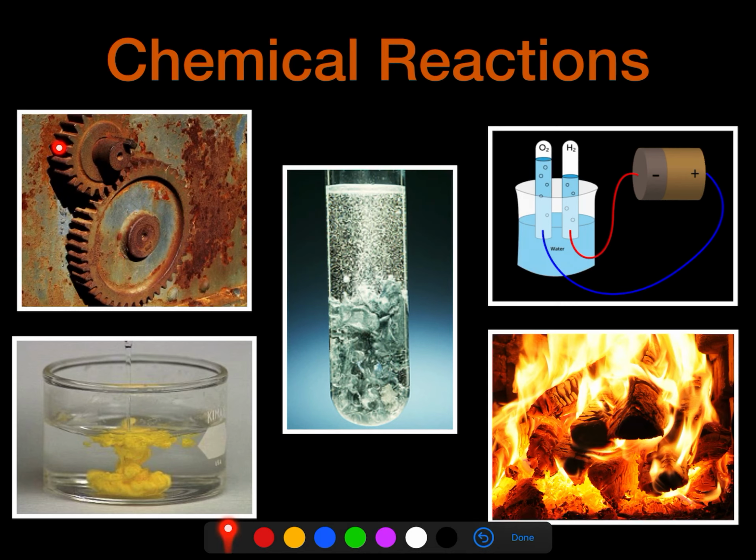Here are some examples. So we see some rust or some oxidation happening here. In this second one, we actually have two different clear liquids that are reacting and they're forming this new substance, which we call a precipitate. It's a solid. We have some metal that is in a solution and it's bubbling, which is a good indication that there's a reaction occurring. We're adding some electricity here to water and we're separating it into oxygen and hydrogen. And then of course, here's a combustion reaction. We are burning some stuff and giving off light and heat.